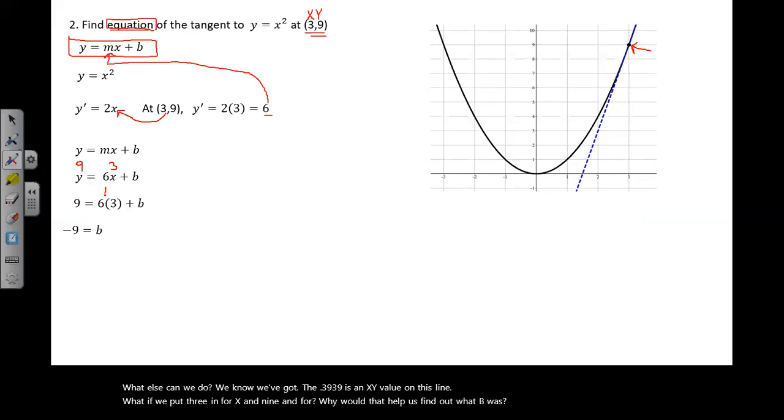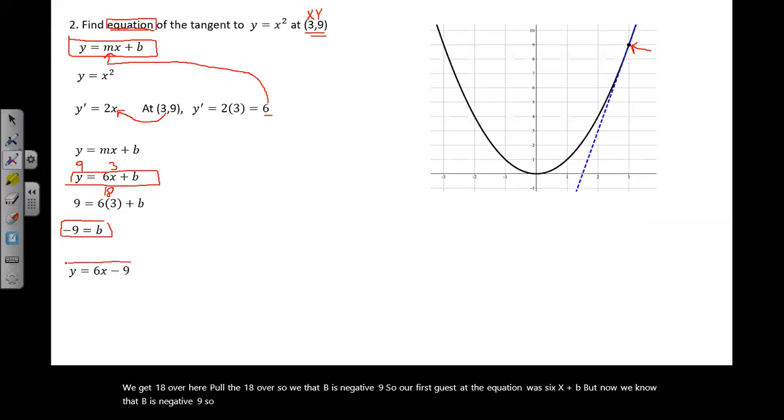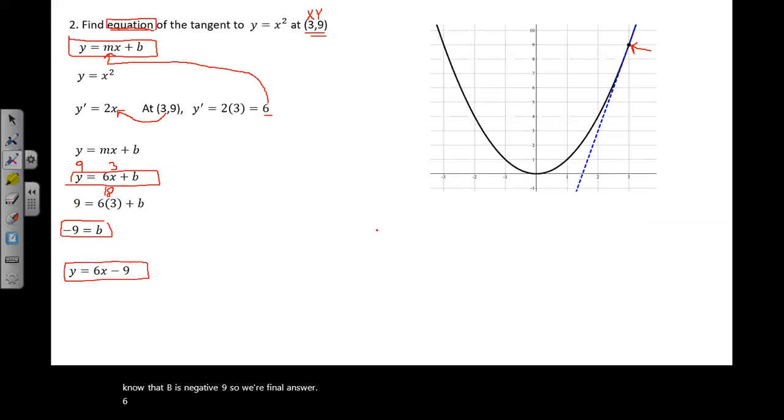We've got 18 over here. Pull the 18 over. So we now know that b is -9. Our first guess at the equation was 6x plus b, but now we know that b is -9. So our final answer is 6x minus 9. Should we do that again?